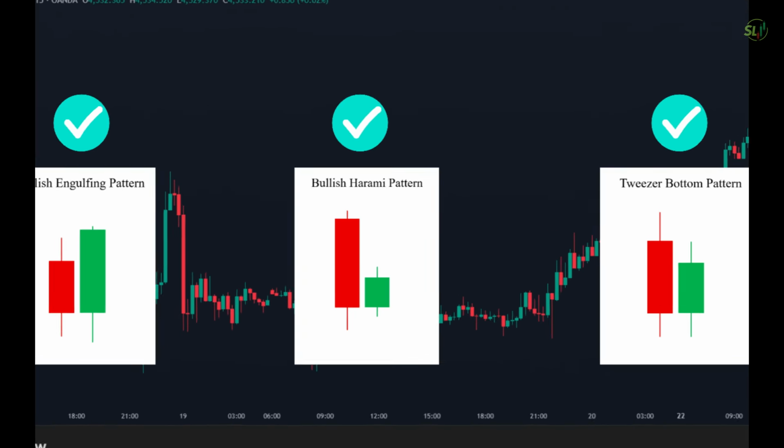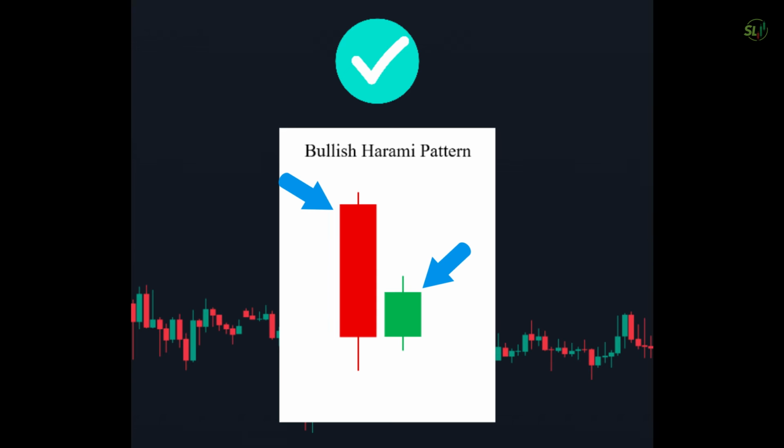The bullish harami candlestick pattern has these characteristics. The first candle is bearish and the second candle is bullish, in which the second candle is usually smaller than the first, and its real body is contained within the real body of the first candle.